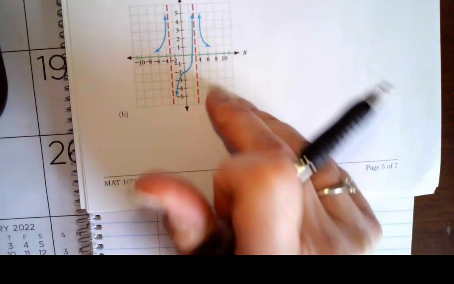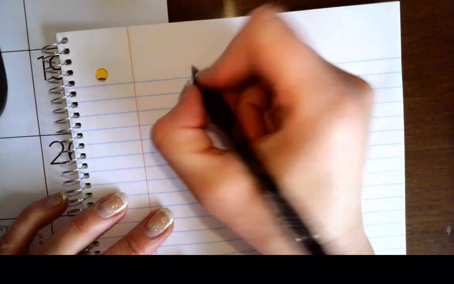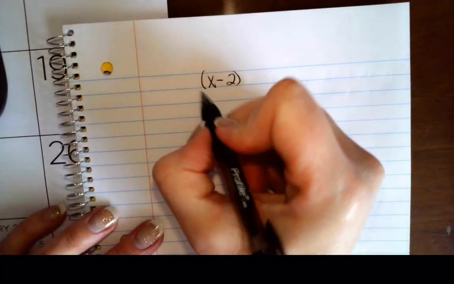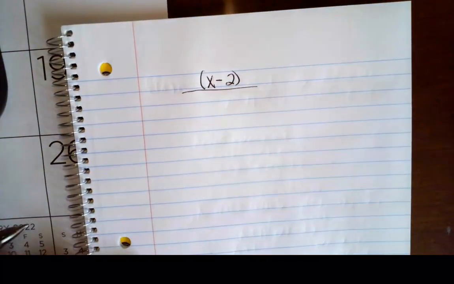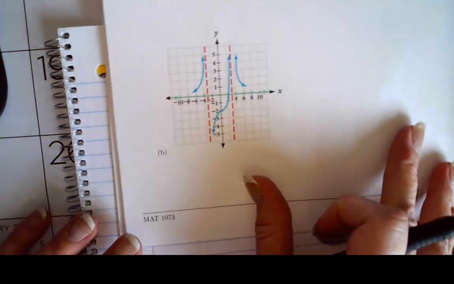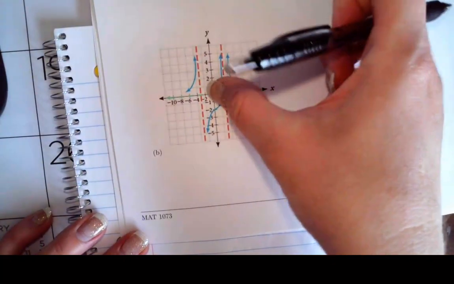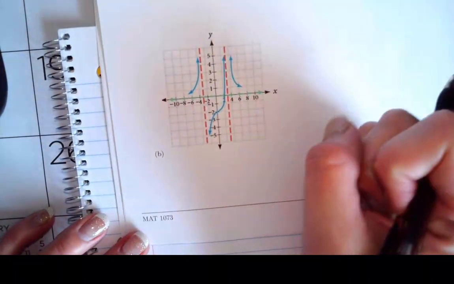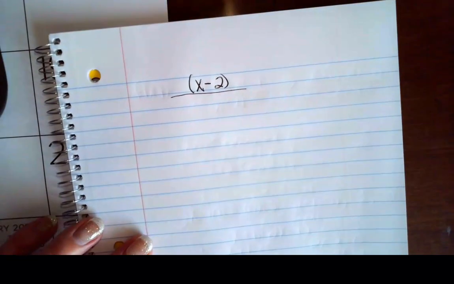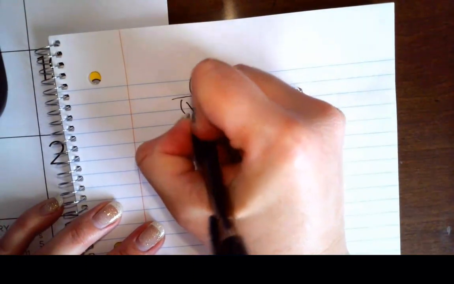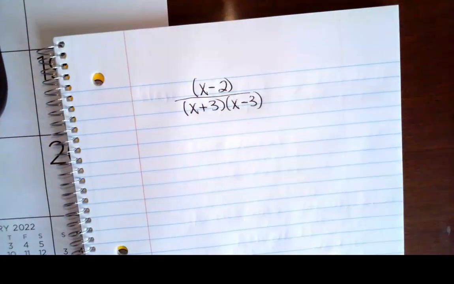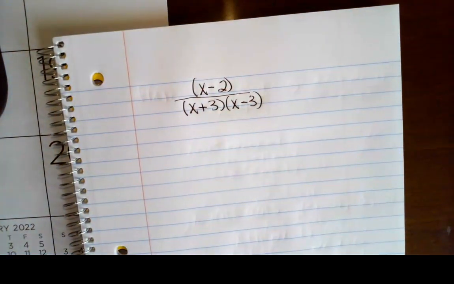I've got an x-intercept at positive 2. So if my x-intercept is positive 2, my factor is x minus 2. So x-intercepts direct me towards the numerator. So the numerator's done. The vertical asymptotes will direct me towards the denominator. So I've got a vertical asymptote at x equals negative 3, and I got a vertical asymptote at x equals positive 3. So if my asymptote is at negative 3, the factor is x plus 3. If the asymptote is at positive 3, the factor is x minus 3.